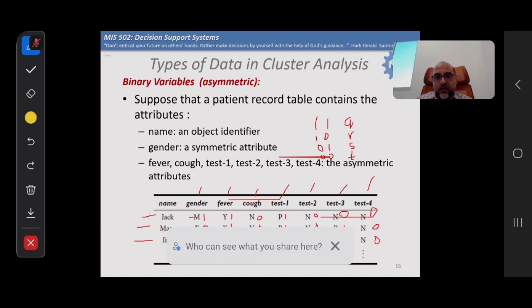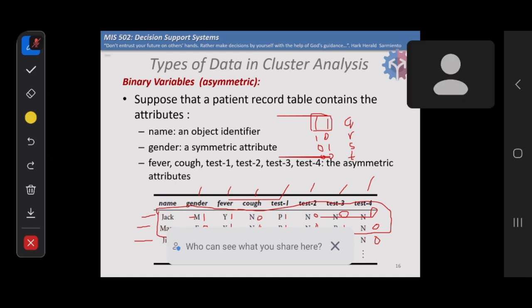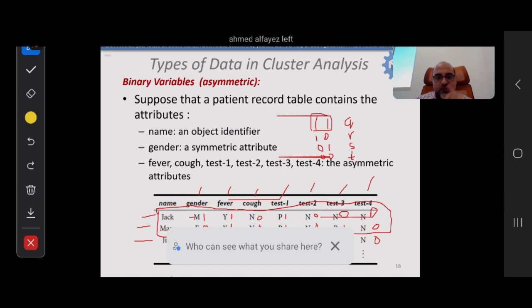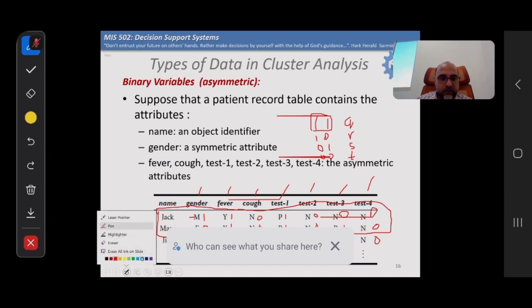Now, I wanted to find the dissimilarity between Jack and Mary only. I'm beginning with the Jack and Mary example, so I'm drawing this circle around them. So what is Q? Q is when both are 1 and 1. Do you all understand that? Both are male. 1 and 1.